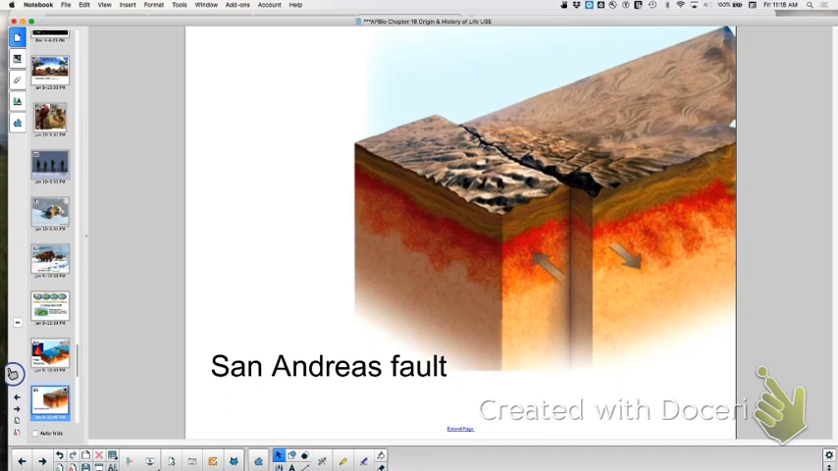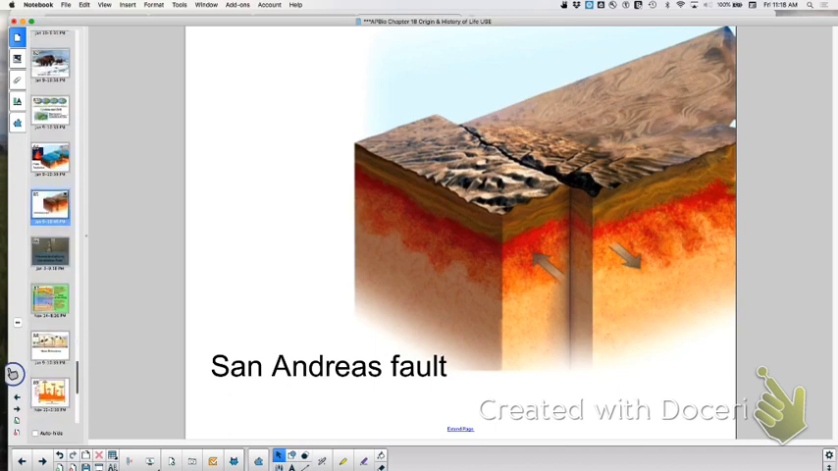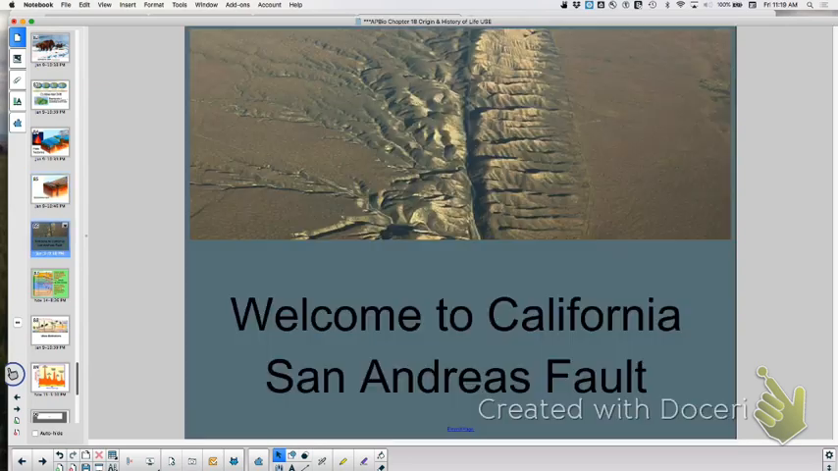When two continents rise, they will form mountains, like at a convergent boundary. And this is a transform boundary, the San Andreas Fault, where they're sliding past one another. Okay, and here's another view of the San Andreas Fault from above.